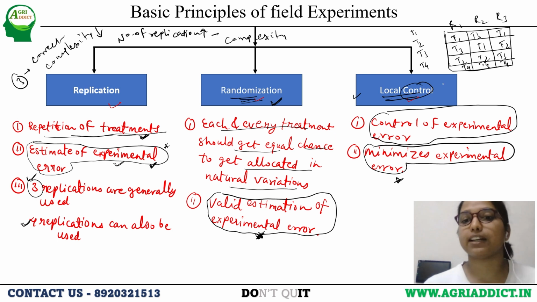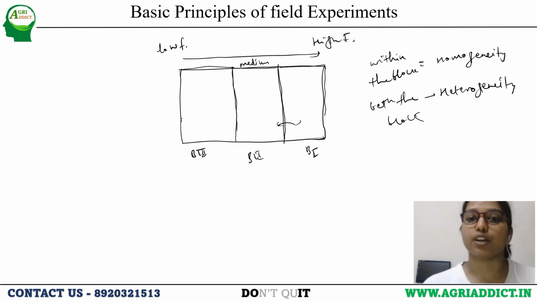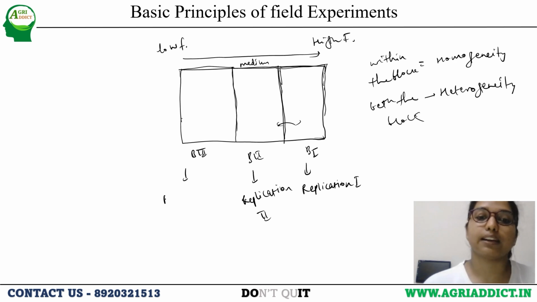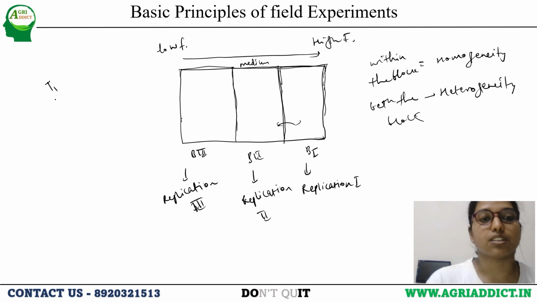So in the previous slide, what we studied is that it minimizes experimental error. It controls experimental error. Here how we are controlling: we are categorizing the field into 3, like low fertility block, medium fertility block, and high fertility block. This block 1 will be referred as replication 1, block 2 as replication 2, block 3 as replication 3. Now say we have 4 treatments, T1, T2, T3, T4.